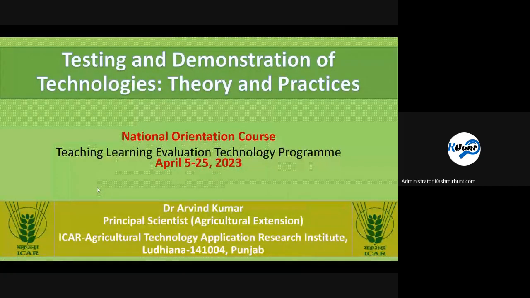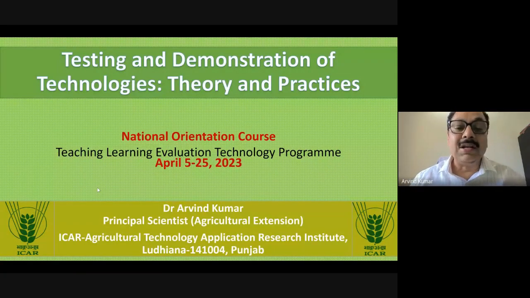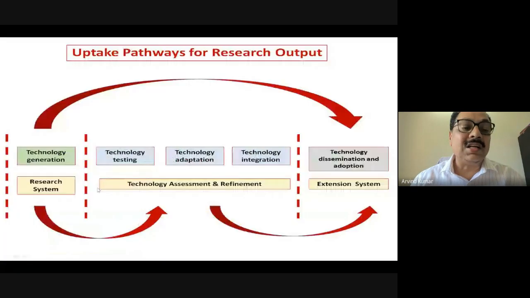Okay, thank you, Dr. Pragya and organizers, for inviting me to share our experience on these theories and practices. So actually, there are technologies generated by the research agriculture universities, horticulture universities, all veterinary science universities and ICR institutes, and there are other private organizations. They are also generating the technologies, that is the research system, and the technology may go directly to the extension system, that is the Department of Agriculture, Animal Husbandry, Forestry, all these line departments who are working in the district. So it may go directly to them.